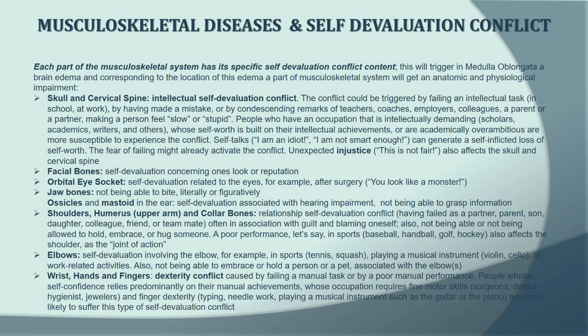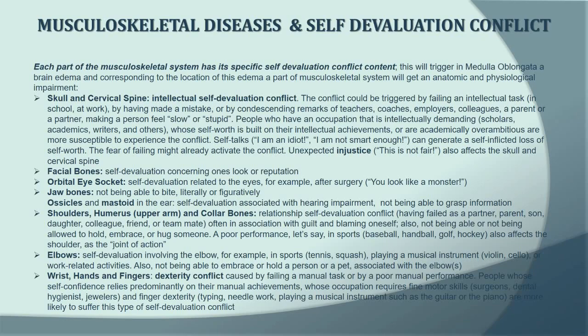Shoulders, humerus, which is your upper arm, and the collarbones, problems here stem from a relationship self-devaluation conflict, so having failed as a partner, as a parent, as a son, daughter, a colleague, a friend or a teammate, often in association with guilt and blaming oneself, also not being able or not being allowed to hold, embrace or hug someone. Poor performance, let's say in sports, also affects the shoulder as it is the joint of action.